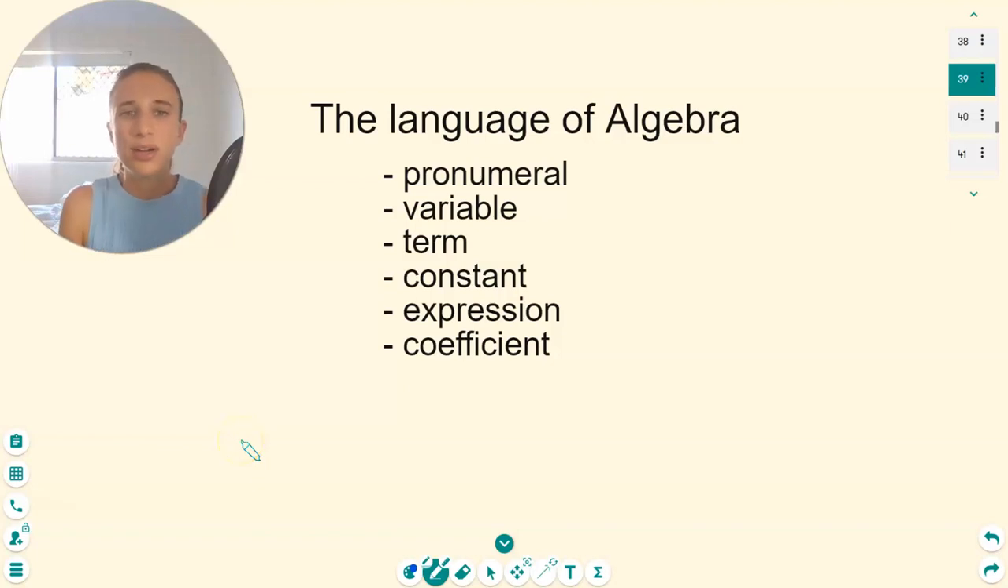Hello, today we are going to look at the language of algebra. So just looking at what some of these mean. Pronumeral, variable, all those are the same thing. Term, constant, expression, and coefficient.